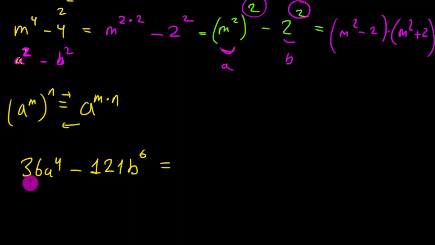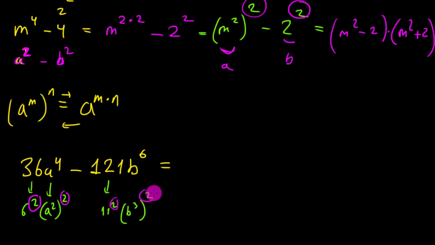So 36 you can take as 6 to the power of 2. This one you can take as a to the power of 2 and then to the power of 2. And this one 11 to the power of 2, and this one is b to the power of 3 and then 2. So please notice here that the idea is always to have the squares overall.